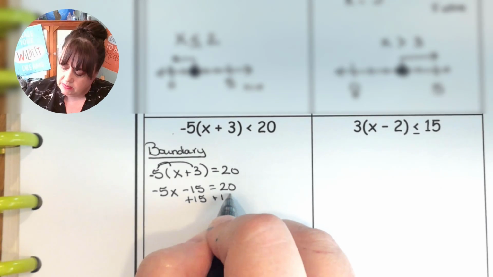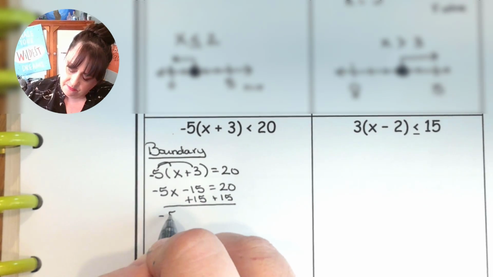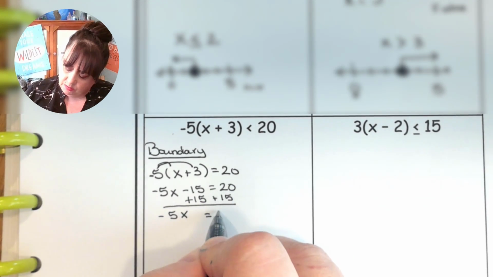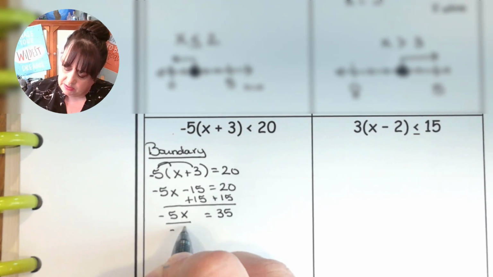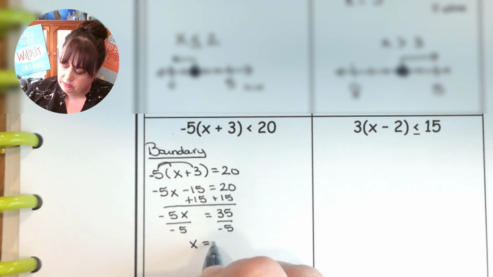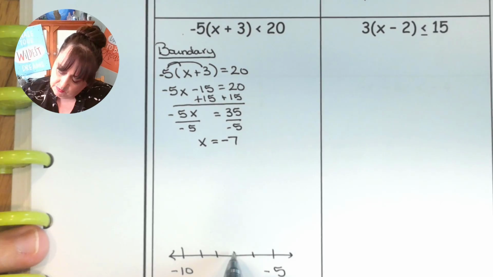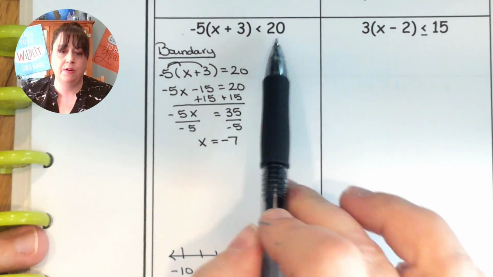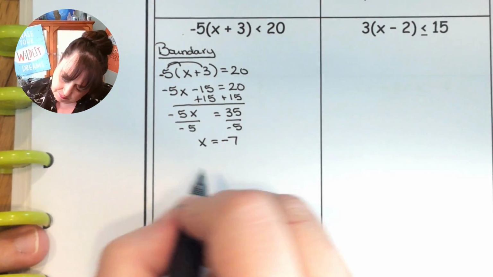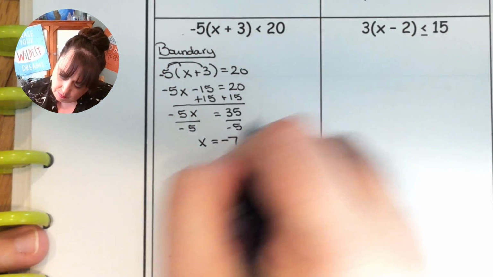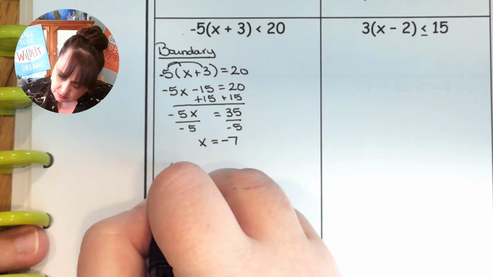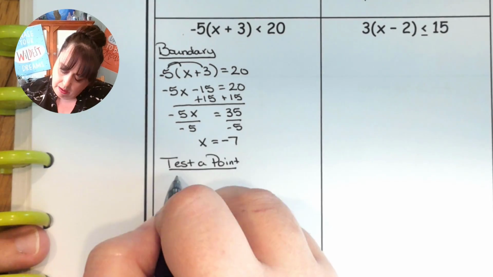Add 15 to both sides. So you have negative 5x is equal to 35. Divide both sides by negative 5. x is equal to negative 7. Negative 10, 1, 2, 3, 4, 5. So at negative 7, but this time I didn't say or equal to, so it stays open. I don't have a ton of room right here to test a point because I wrote so big, so I'll do it here.